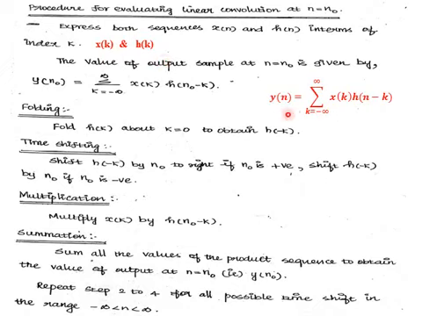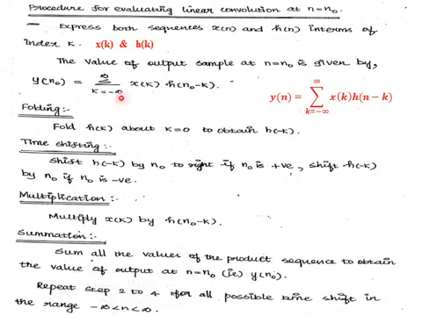Now we'll transform this formula to get the value of the output sample at n equal to n naught. This formula will give the output sample value at one particular value of n, which is n equal to n naught. To get this, we simply replace n by n naught. Wherever we have n in this formula, we replace it by n naught. So the formula will be y of n naught equal to summation k equal to minus infinity to infinity x of k h of n naught minus k.